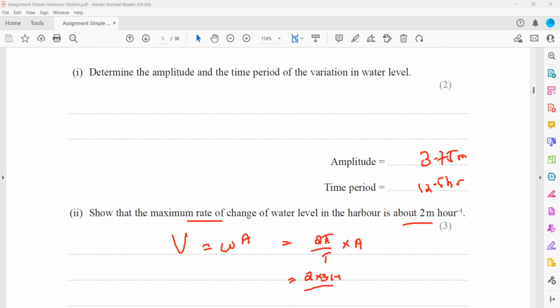We have the time period from the previous, 12.5 was there. And the amplitude which we worked out in meter, that was 3.75. So when we multiply, we get the maximum speed, which is about 1.86 meter per hour. We don't have to convert the unit, as the final answer we need in meter per hour.